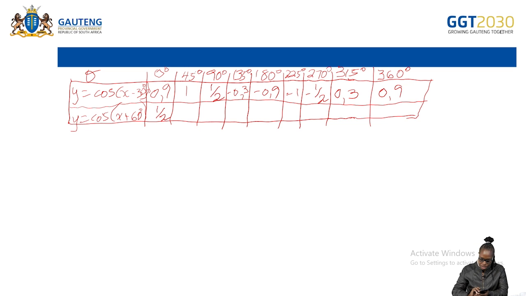When my x is 0, plus 60 is half. When my x is 45, I get negative 0.3. It's dropping. When my x is 90, when I have 90 plus 60, I have negative 0.9. When it is 135, my y is negative 1, it has dropped to negative 1.